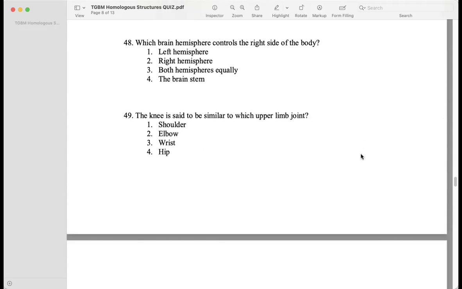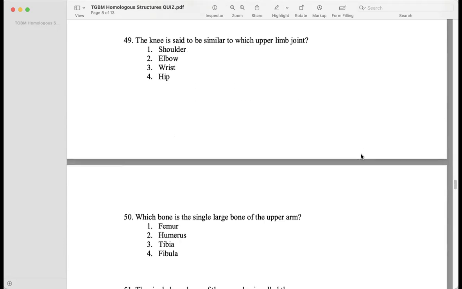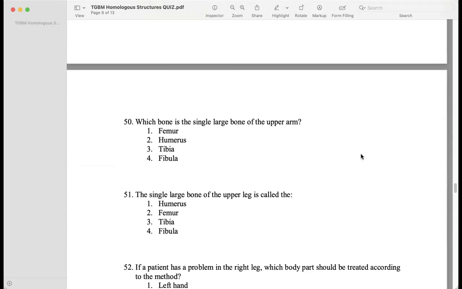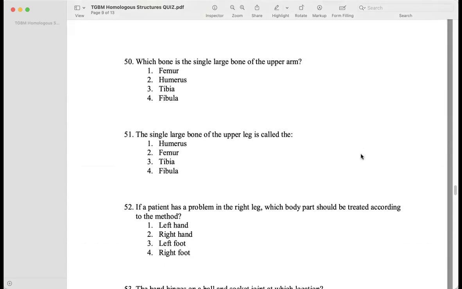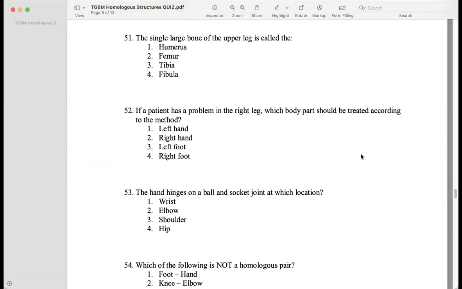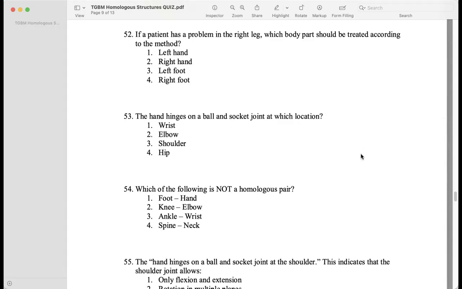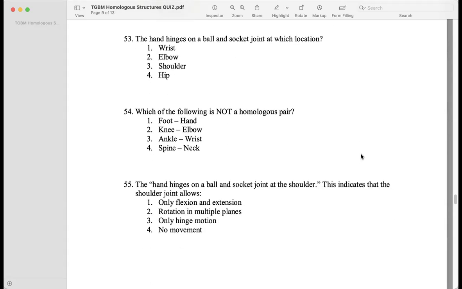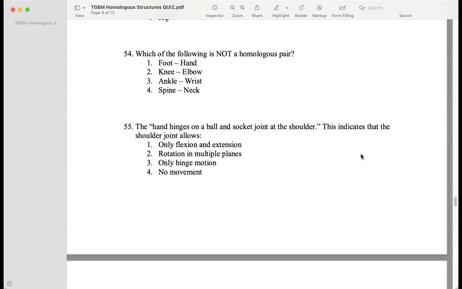Which brain hemisphere controls the right side of the body? Left hemisphere. The knee is said to be similar to which upper limb joint? Elbow. Which bone is the single large bone of the upper arm? Humerus. The single large bone of the upper leg is called? Femur. If a patient has a problem in the right leg, which body part should be treated according to the method? Left hand. The hand hinges on the ball and socket joint at which location? Shoulder.